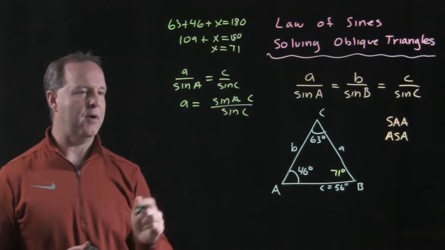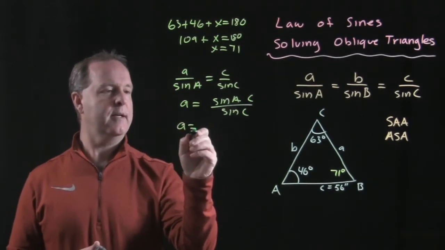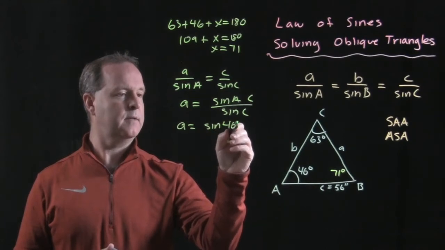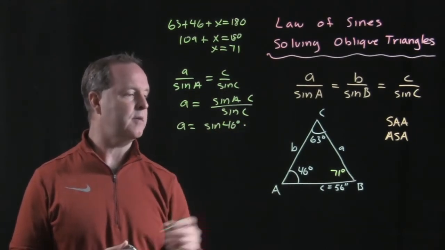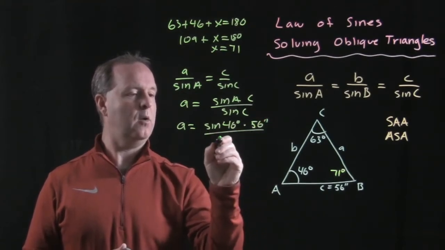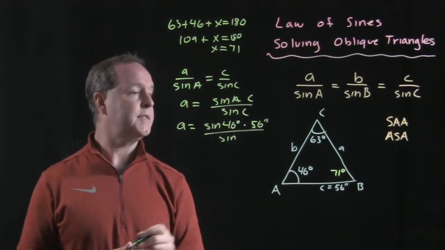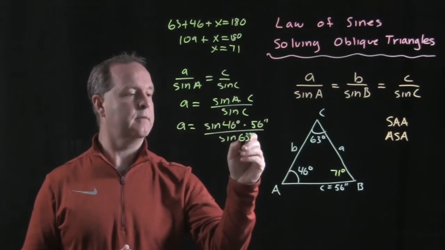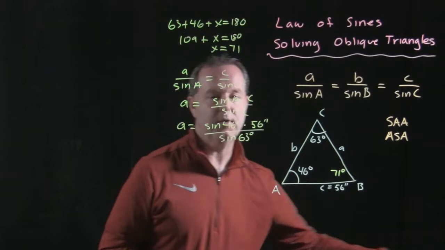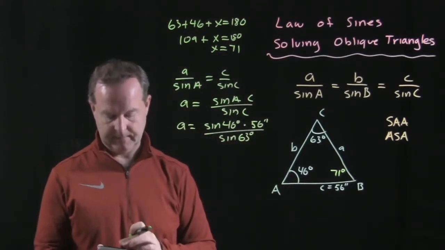All right, my values then, so this is A equals the sine of A, which is 46 degrees, times my value of C, which is 56 inches, all over the sine of C, which is 63 degrees. All right, none of those are nice exact angles that I'm familiar with, so I'm going to use my black box.